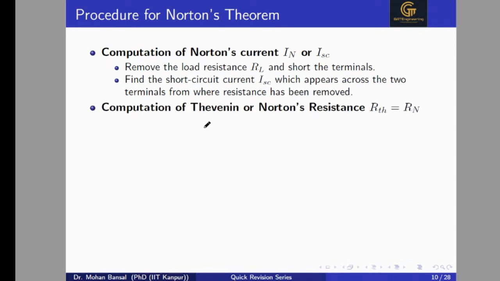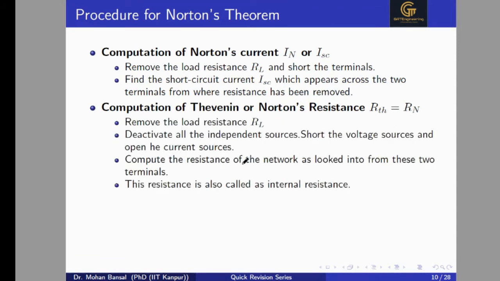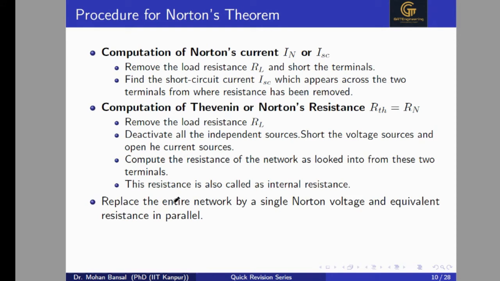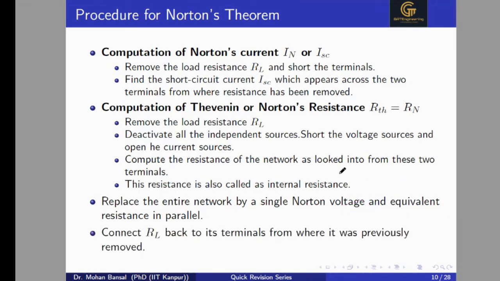For computation of Norton's resistance, we will use the same approach as we used for Thevenin's theorem, because Norton's resistance is nothing but equal to Thevenin's resistance. Now, after solving this, we'll replace the entire network with the Norton current source in parallel with the resistance, and we'll connect back the RL.